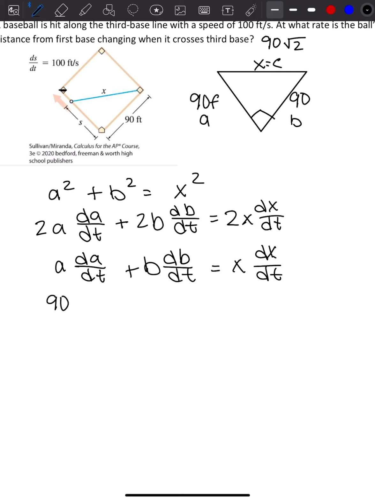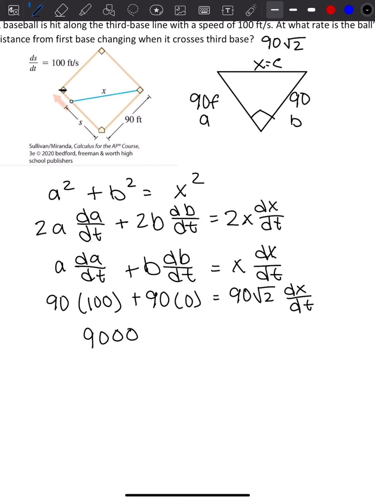We're going to plug in everything that we know. So I know a is 90. The rate that a is changing is 100 feet per second. B is also 90. The distance between home and first is never going to change, so we're going to plug in 0. X we know is 90 times the square root of 2 times dx over dt, which is what we're solving for. We have 90 times 100, so we have 9,000. 90 times 0, which is 0. So 9,000 is equal to 90 times the square root of 2 times dx over dt.